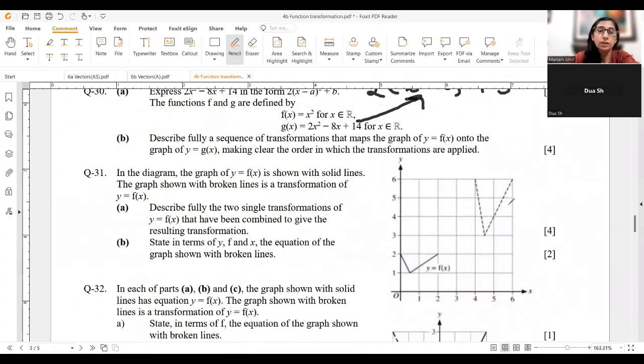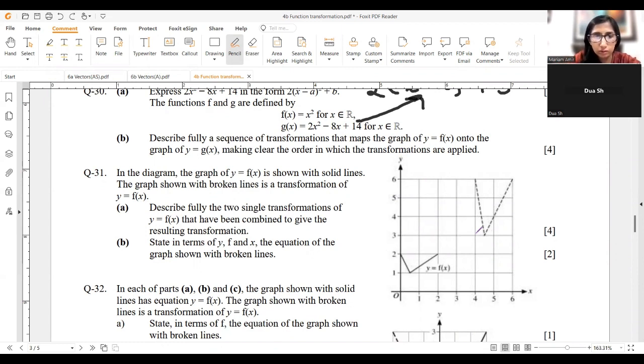Question 31. In the diagram, the graph of y equals f(x) is shown with solid lines, and the graph shown with broken line is a transformation of y equals f(x). Describe fully the two single transformations of y equals f(x) that have been combined to give the resulting transformation. Okay. The first thing that's different is that this is 1 unit and this distance is 3 units. So there's a vertical stretch by scale factor 3, right?